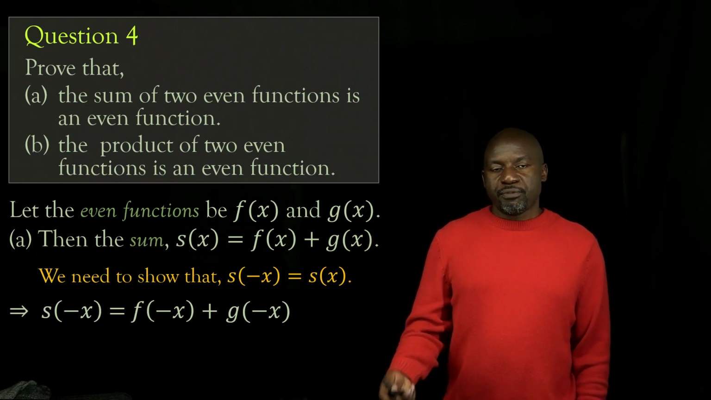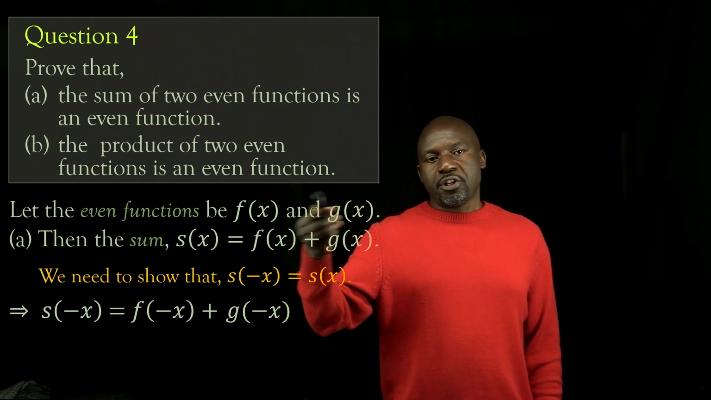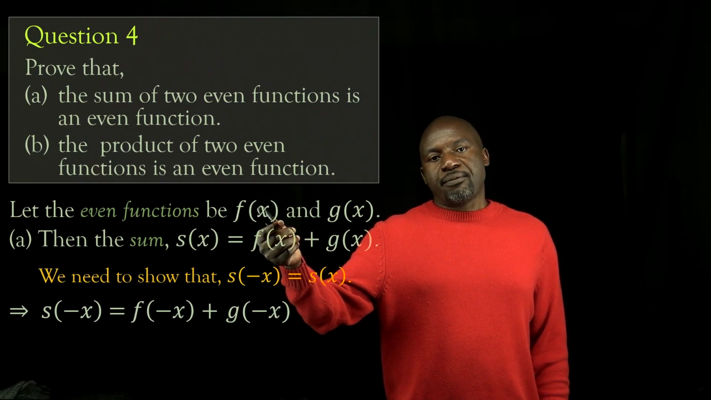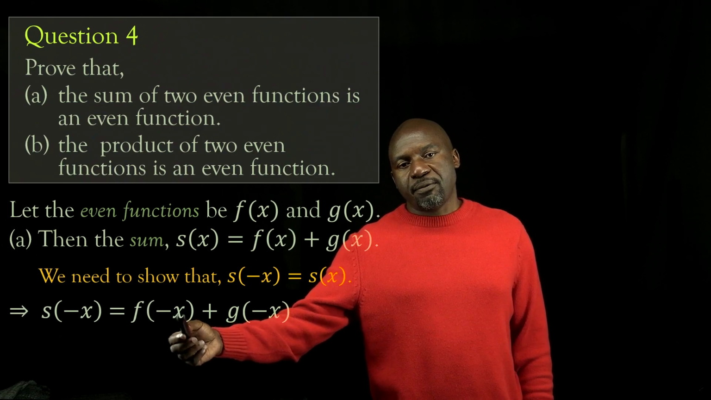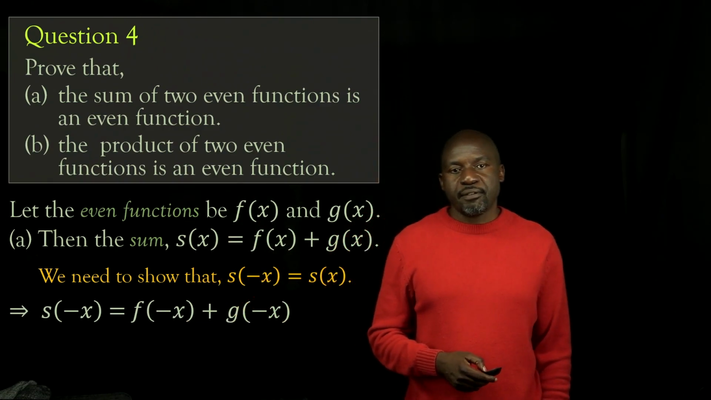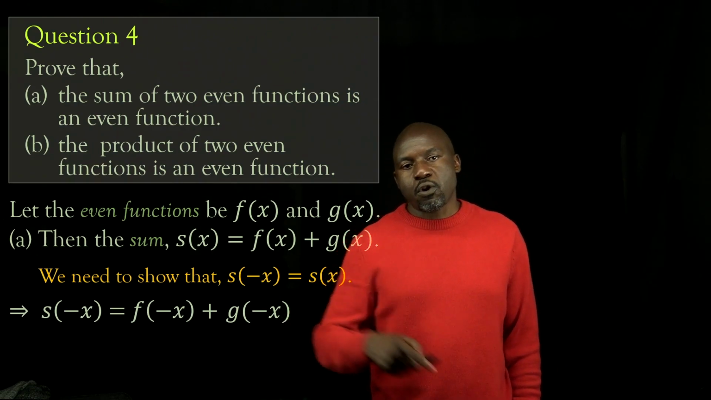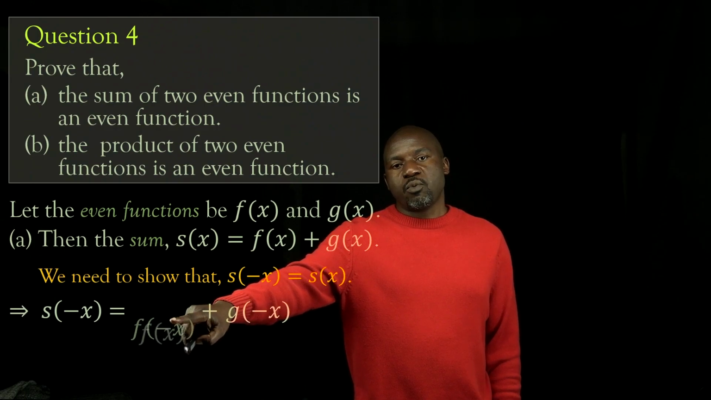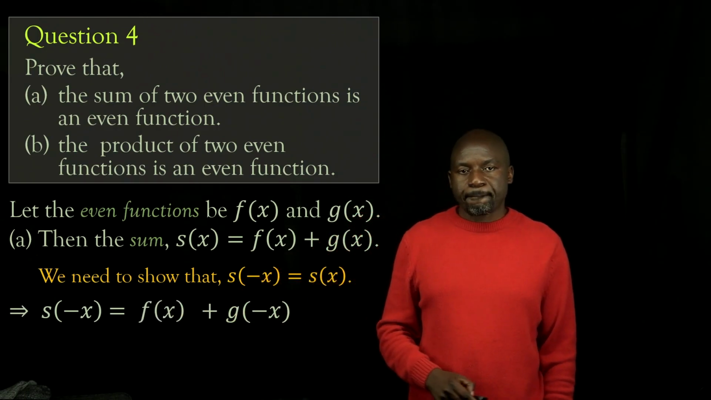And as we've said, these are even functions, so f of x is the same as f of negative x. So f of negative x is the same thing as f of x, since f of x is an even function. The same goes for g of x. So I can remove f of negative x and replace it with f of x because they mean the same thing.